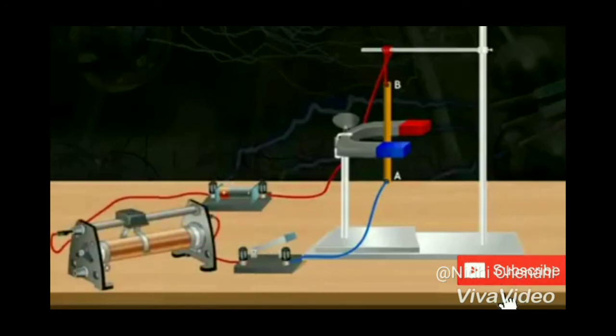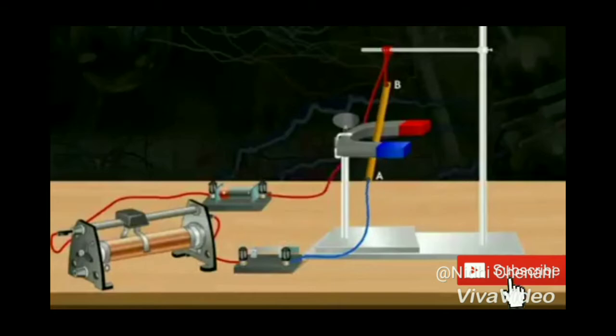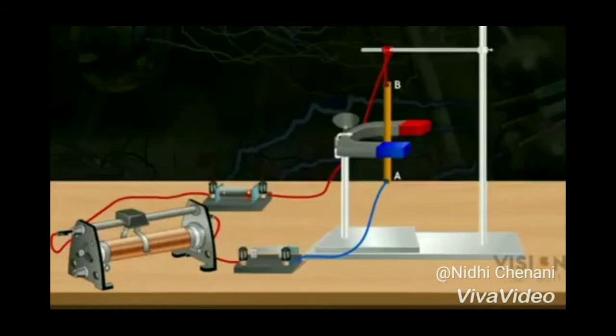Now when you flow the current from point B to point A, this rod will experience a force towards the left. Now what if we reverse the direction of current? If we reverse the direction of current, then the force experienced by the rod will also get reversed. The direction of force will also get reversed.